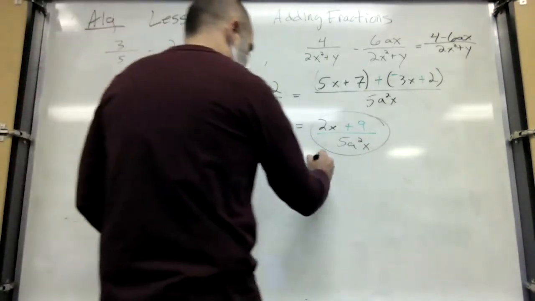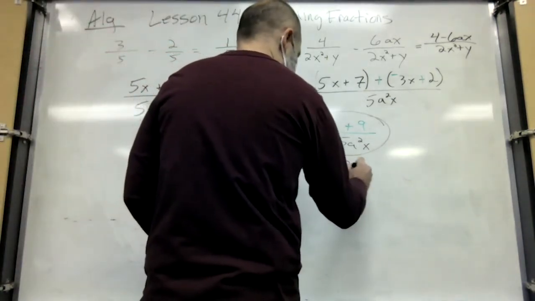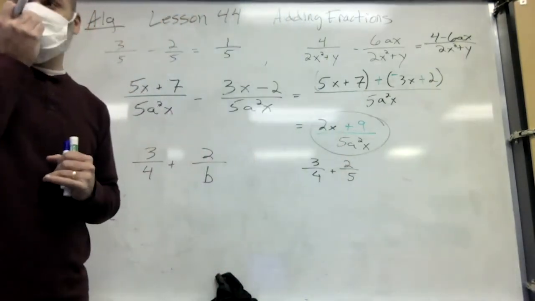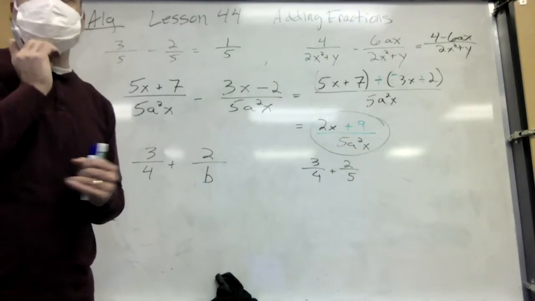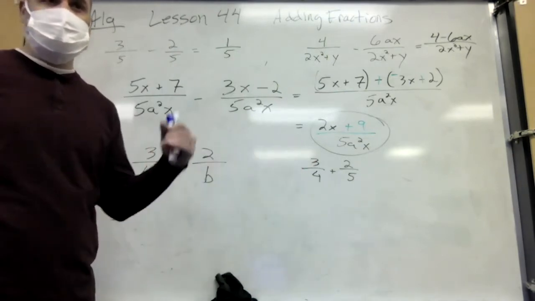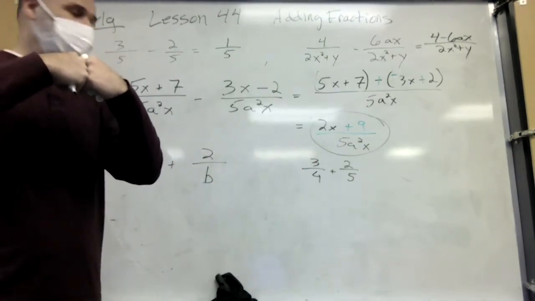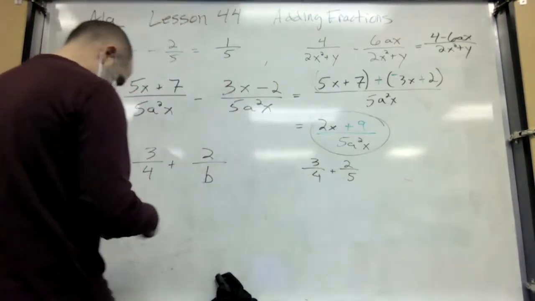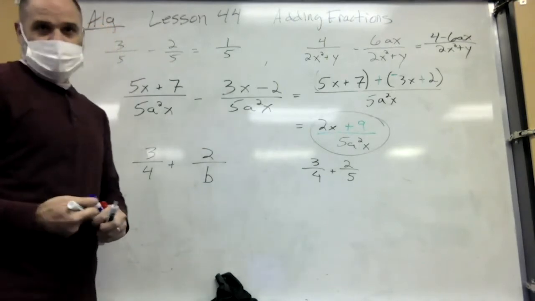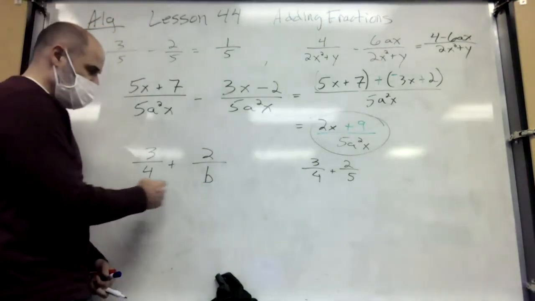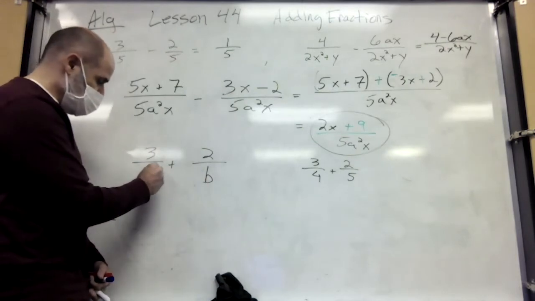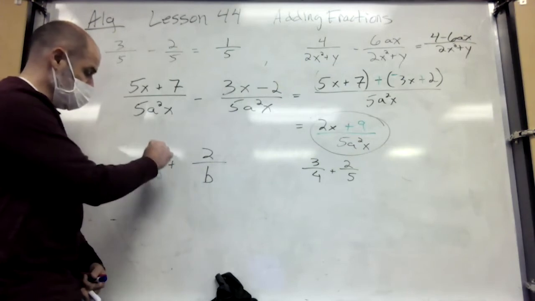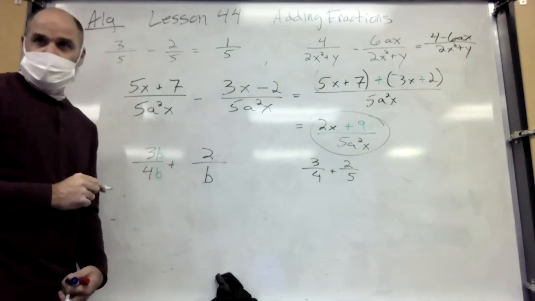So if you had 3/4 and 2/5, 4 and 5 have nothing in common, correct? So what's the common denominator of 4 and 5? Squish them together and it's 20, right? Okay, and then how do you find the new numerator? Well, whatever you do to the bottom, you have to do to the top. Well, this is 4b, so I'm going to multiply the bottom by b. So if I multiply the bottom by b, multiply the top by b.